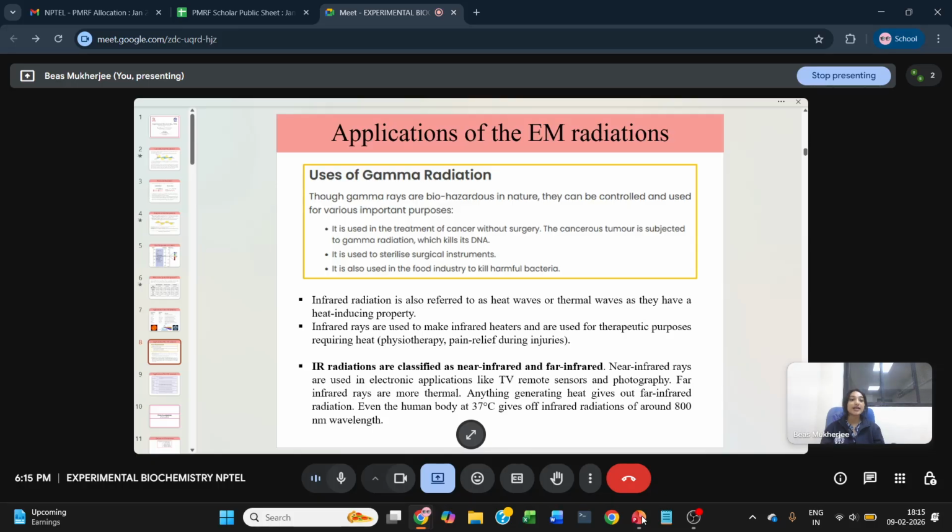It is used to sterilize surgical instruments. It is also used in the food industry to kill harmful bacteria. Now, infrared radiation is also referred to as heat waves or thermal waves, as they have a heat inducing property. So, infrared rays are used to make infrared heaters that are used for therapeutic purposes requiring heat, often physiotherapy, pain relief during injuries. These are the different purposes for which infrared radiations are used.